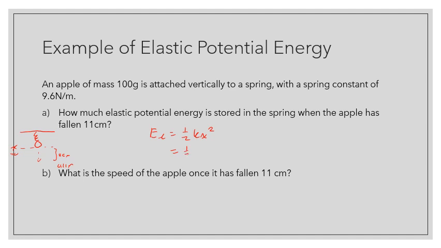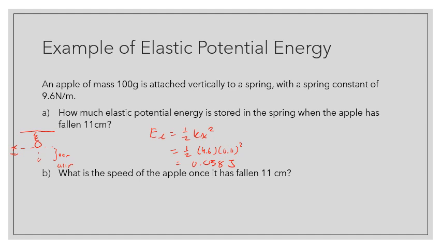Use the equation E is equal to 1/2 kx squared. That's equal to 1/2 times 9.6 times 0.11 squared. That comes out to be 0.058 joules. Now we need to find the speed of the apple once it has fallen those 11 centimeters. In order to do this, we will need to use the conservation of energy equation.